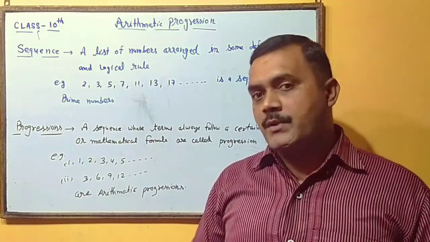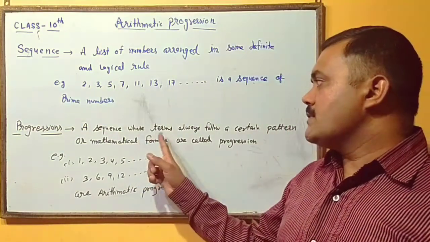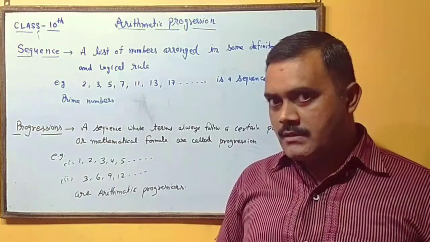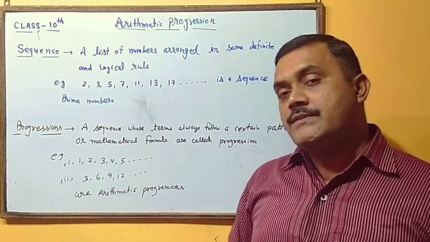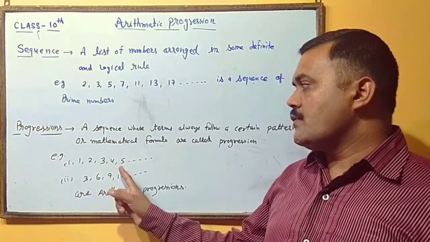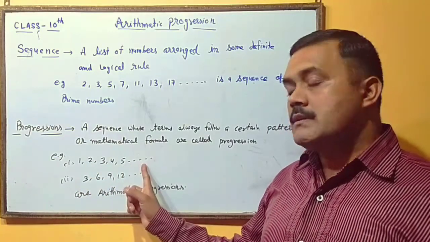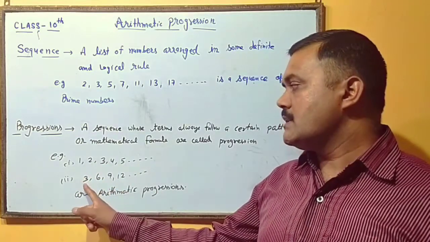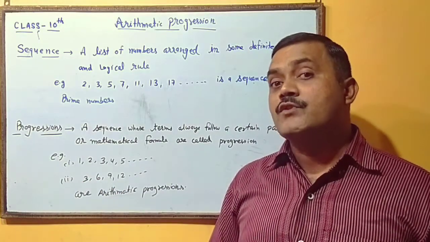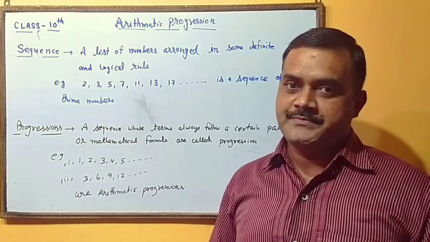Whereas in progression, we can say a sequence whose terms always follow a certain pattern or mathematical formula, then this sequence is called the progression. So here we have 1, 2, 3, 4, 5 arithmetic progression and 3, 6, 9, 12 also arithmetic progression. Now let us discuss what is this arithmetic progression.